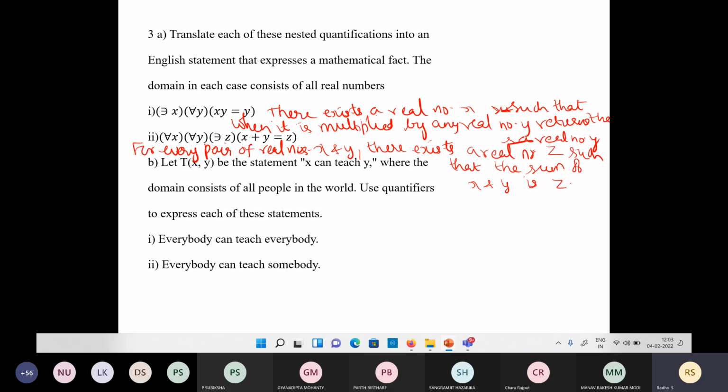Okay, what about the second question, B part? They themselves have declared T of x comma y denotes x can teach y, where the domain consists of all the people in the world. So you need not worry about universe of discourse now. Assume that universe of discourse is there. Use quantifiers to express each of these following statements. Everybody can teach everybody, please.